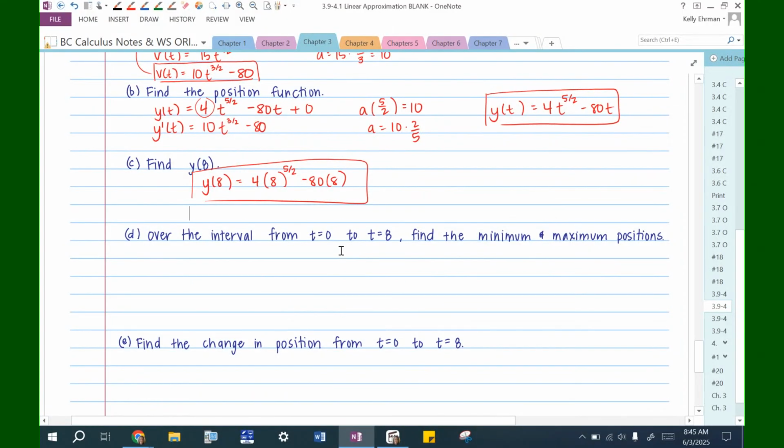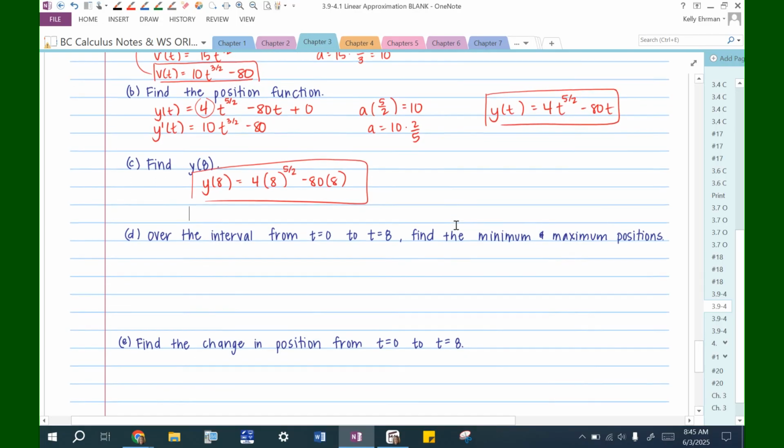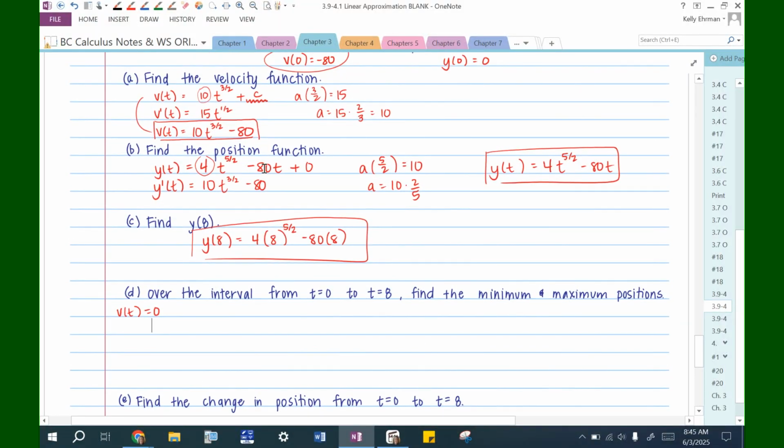Over the interval from 0 to 8, find the minimum and maximum positions. So what's going on from 0 to 8? Now, this is assuming you don't have a graphing calculator, because if you did, or Desmos or whatever, you would just graph y of t, look at it on this window, and see what's happening. So instead, what we want to do is look at the velocity, and when does the velocity change from positive to negative. So let's look at when v of t is equal to 0, or undefined, but it's just going to be 0. So when is 10 t to the 3 halves minus 80 equal to 0?